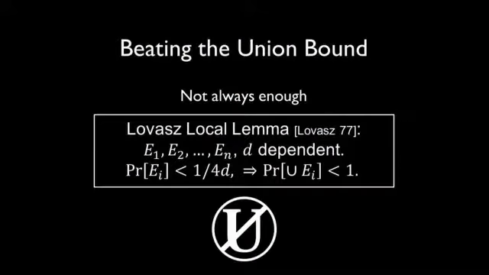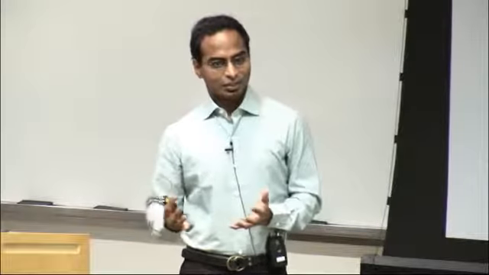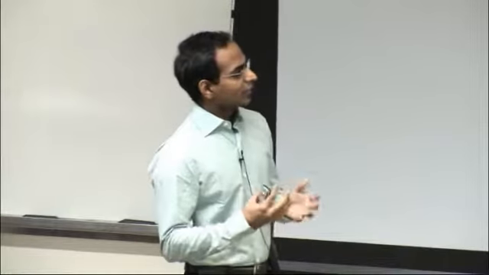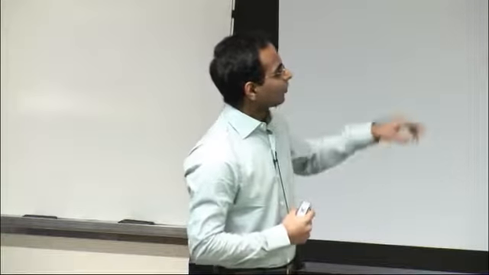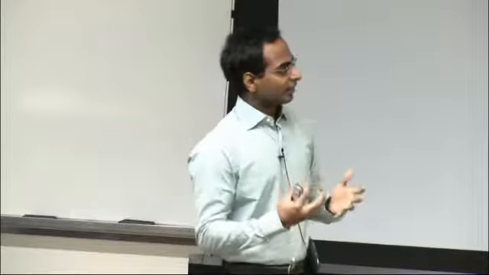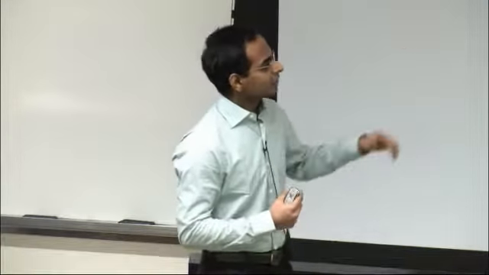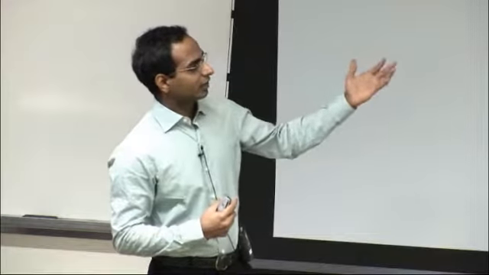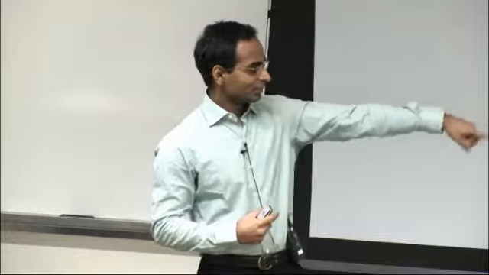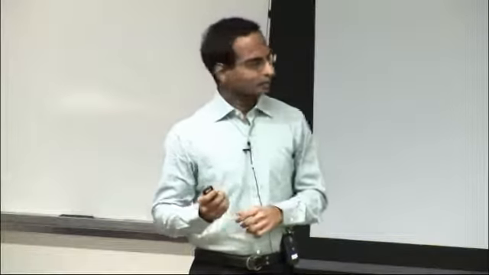On the other hand, sometimes the union bound is indeed too naive, and it's not enough to capture the full picture. And one salient example of this is the Lovász local lemma, which says that if you have n events as before, but the events are d-dependent, meaning each event depends on at most d other events, and the probability of each event is not too large, then the probability of the union is less than 1. And if you use the union bound here, you get nothing if n is much larger than the degree d. So it beats the union bound. And we'll keep seeing this symbol whenever we succeed in beating the union bound.